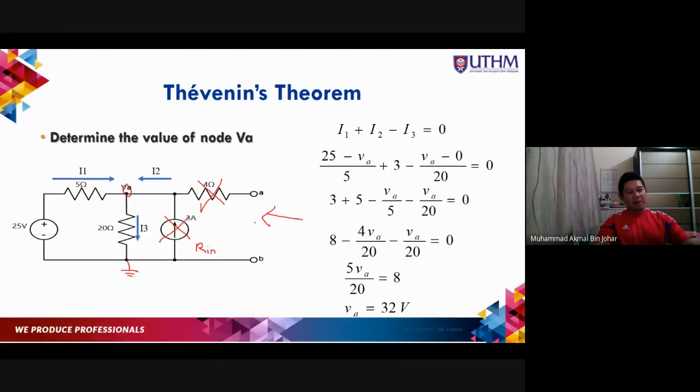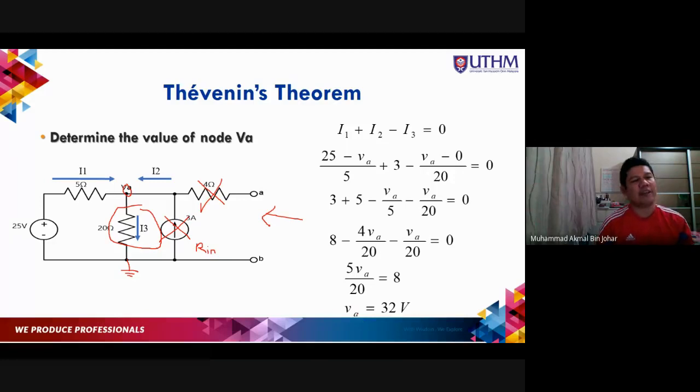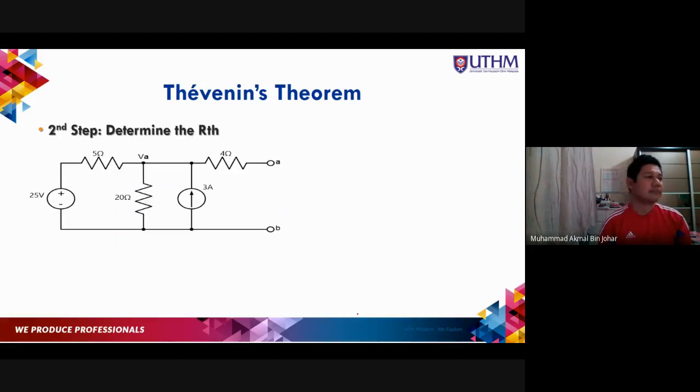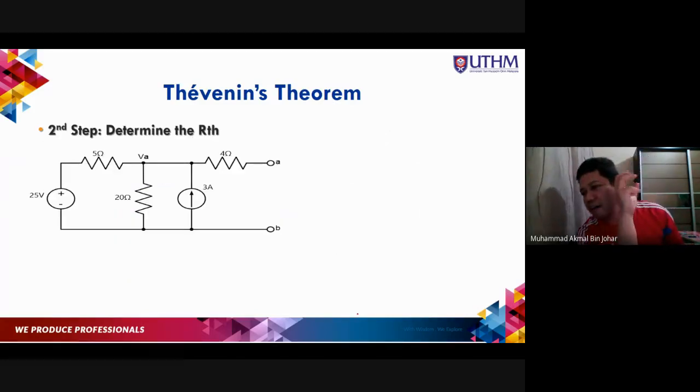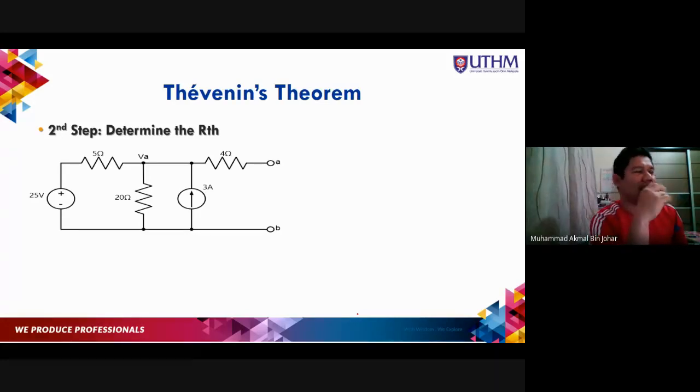So then the only way to calculate adalah the value of voltage across 20 ohms. So kita guna nodal and then we solve it and we get 32. Selesai. Okay. Next step we do the calculate the R Thevenin value. So R Thevenin pun mudah.